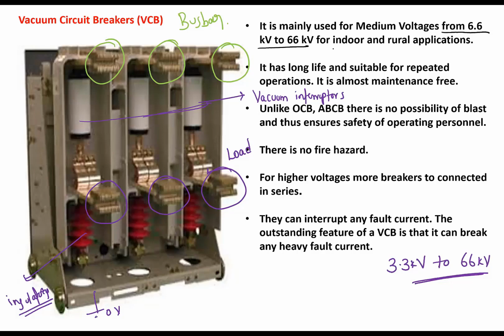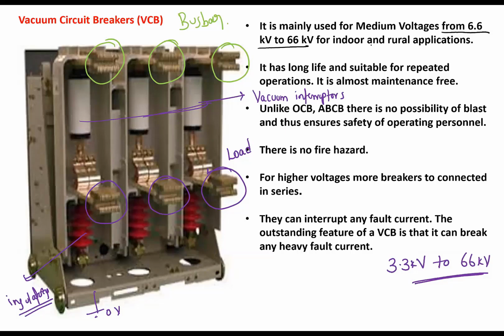They are used for indoor and rural remote applications. Why? Because they require zero maintenance. Vacuum circuit breakers do not require any maintenance. Understand? And they can be used for repeated operations. Any number of times you can start and stop without any maintenance. Every day we cannot go and do maintenance in remote and rural applications, so we can use the vacuum circuit breaker. It is the best circuit breaker for low and medium voltages for remote and rural applications.